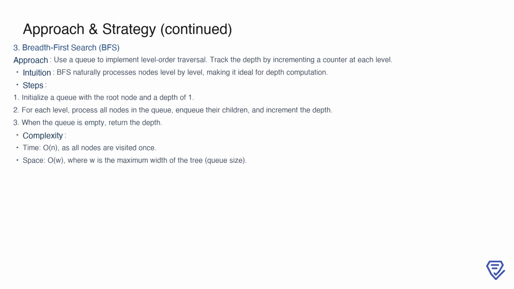We can also use breadth-first search, or BFS, to determine the maximum depth. This approach involves level-order traversal of the tree using a queue. BFS processes nodes level by level, which makes it naturally suited for depth computation. The idea is to track the depth by incrementing a counter each time we move to a new level.